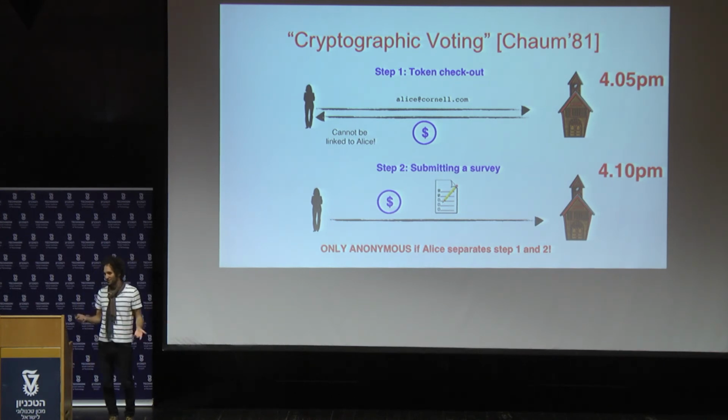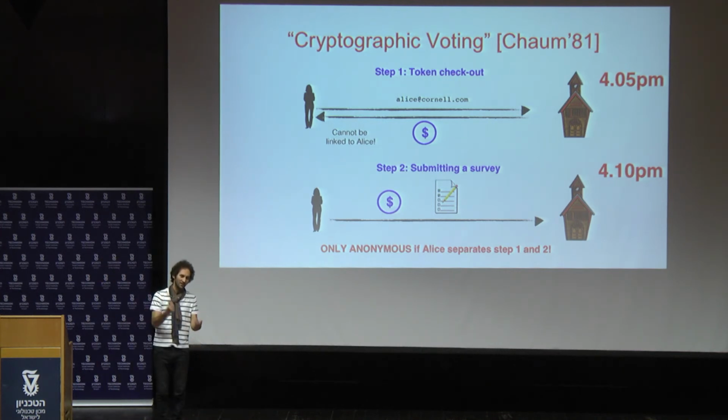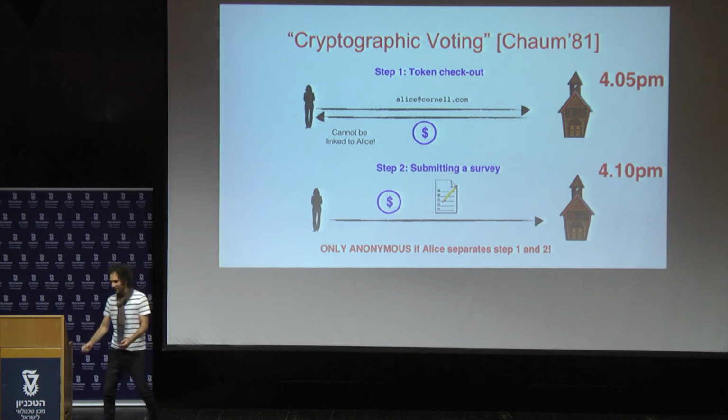Most people just do both at the same time. If you do both at the same time, then you have that, right? And you have this temporal link between them. So the only way this is secure is if I go and check out my token in the beginning, and then I have to wait for like a day or so before I submit my survey. And I do this for every survey I'm filling out. Nobody's going to do it.